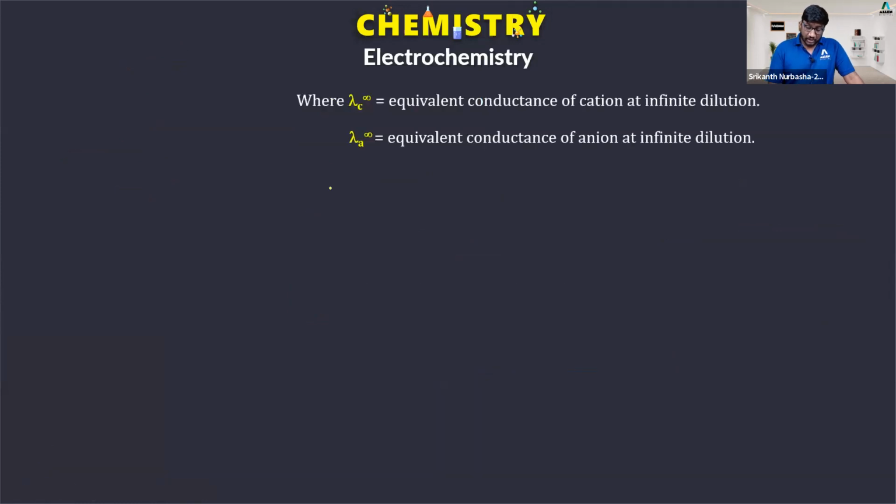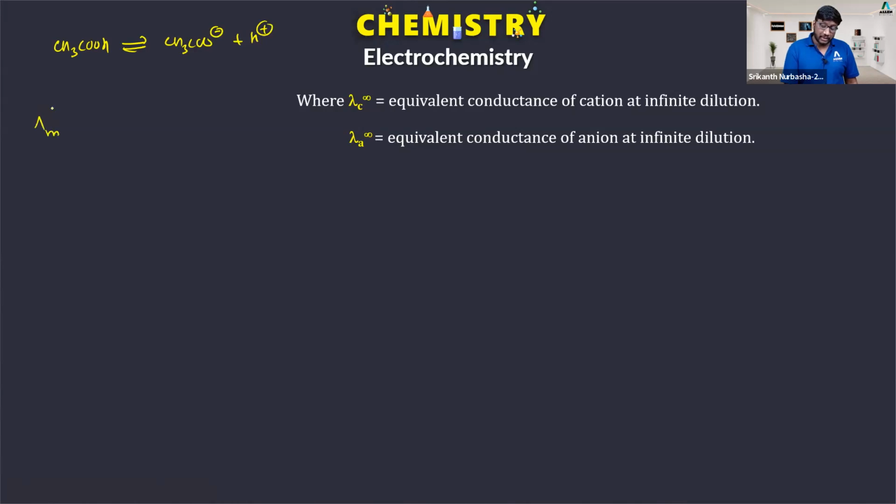Here, lambda C infinite is the equivalent conductance of the cation at infinite dilution, and lambda A infinite is the equivalent conductance of the anion at infinite dilution. For example, acetic acid CH3COOH dissociates to produce CH3COO minus and H plus. So dissociation is complete at infinite dilution.